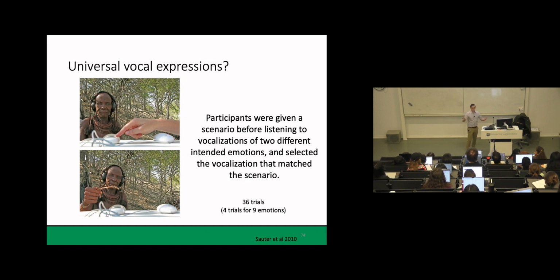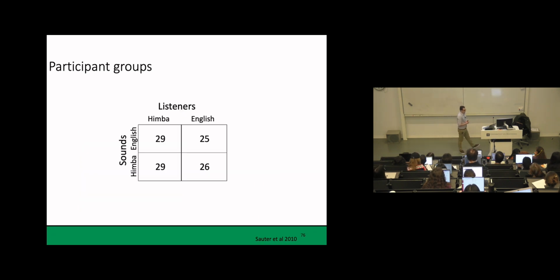Of course, she didn't just do this for amusement. She did this for all kinds of different emotions, specifically 9 emotions, 4 trials each, so it was 36 trials total. And this was what we call a fully crossed 2x2 design. So what this means is that Himba listeners and English listeners who were from the UK, in a separate sample of participants, would listen to vocalizations produced by English speakers or vocalizations produced by Himba speakers.